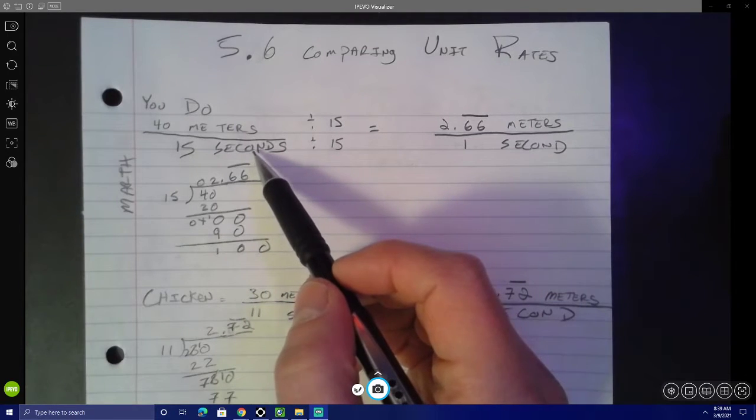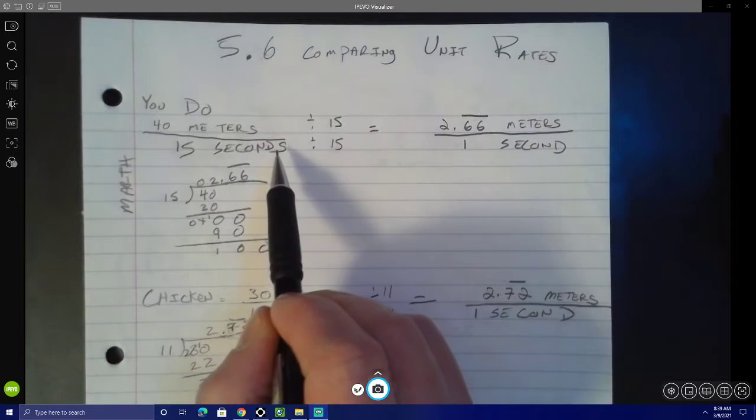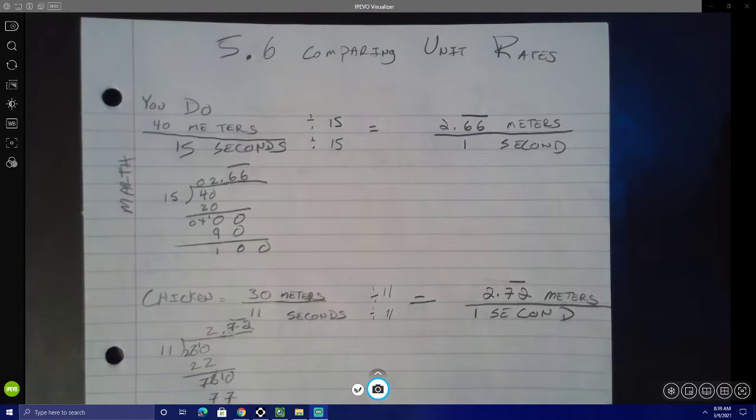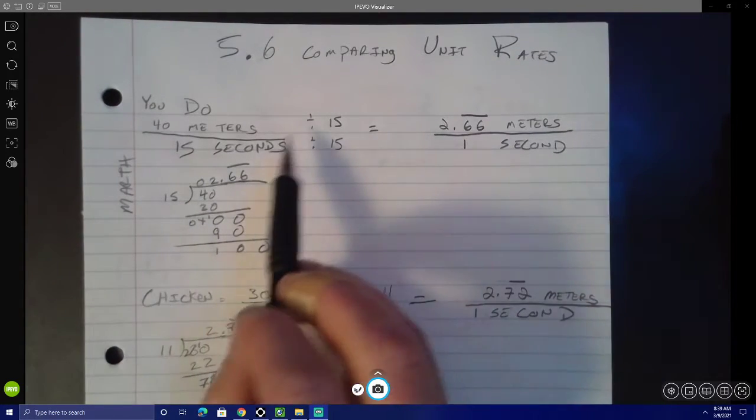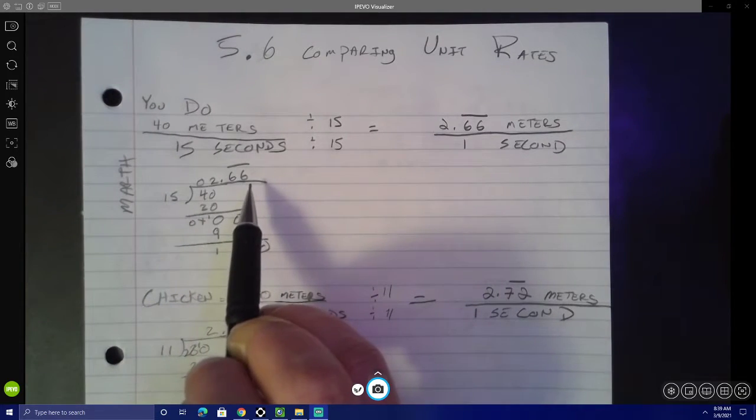So to find the unit rate, we need the denominator to be 1. And in order to do that, we can just divide both the top and the bottom by 15. When we divide 15 by 15, we get 1. For 40 divided by 15, I show my work right here.